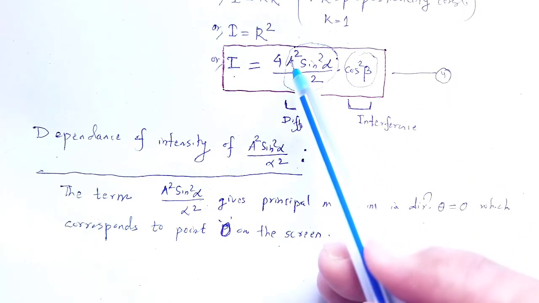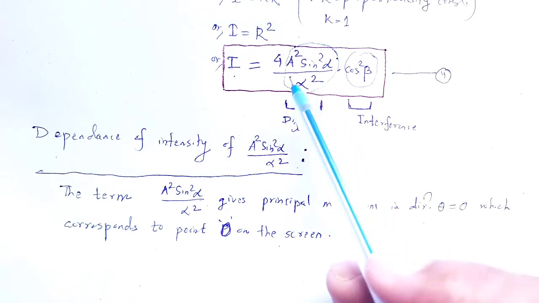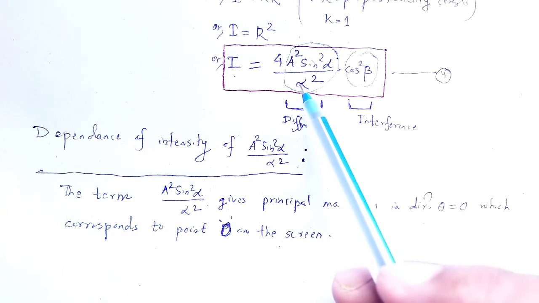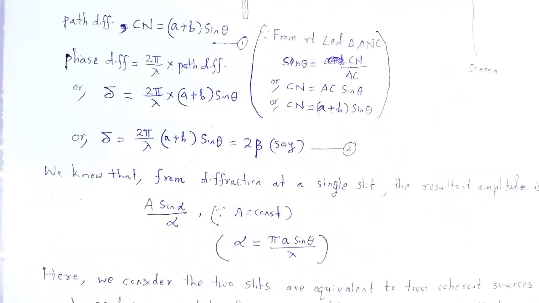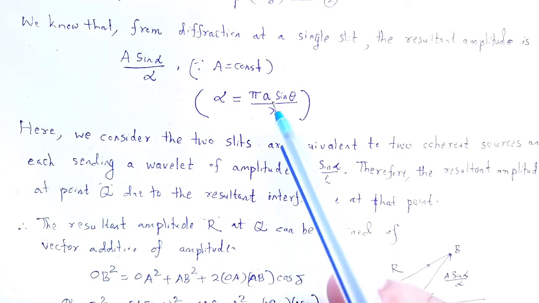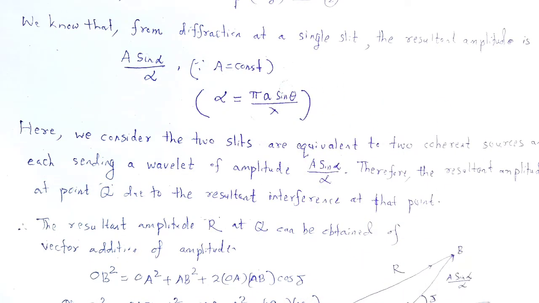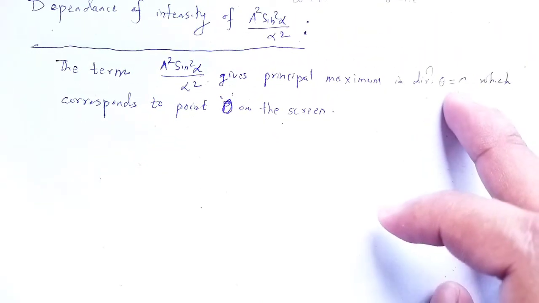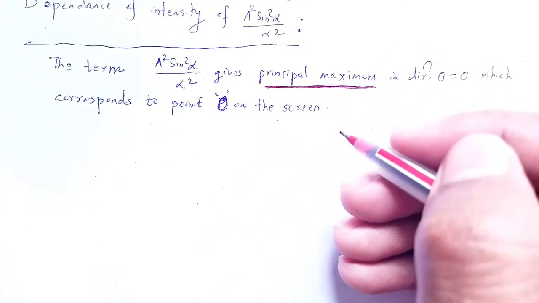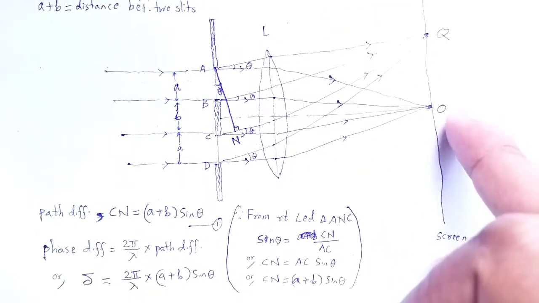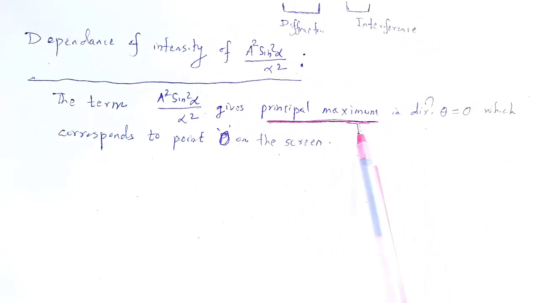Next, the term A is not equal to 0. Therefore, the term alpha must be equal to 0. When the value of alpha is 0, we have maximum intensity. Again we know the value of alpha is equal to pi A sin theta by lambda. Therefore sin theta is equal to 0, therefore theta is equal to 0. When the value of theta is equal to 0, we achieve the principal maximum. So the condition for principal maximum is clearly observed in the figure, as well as easily clarified from the expression.